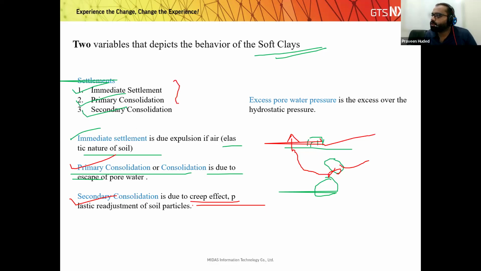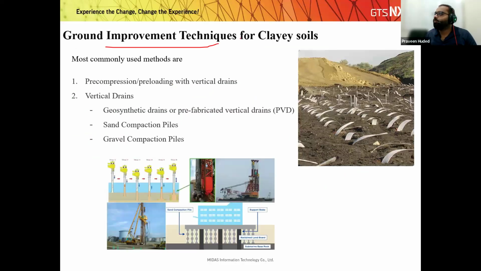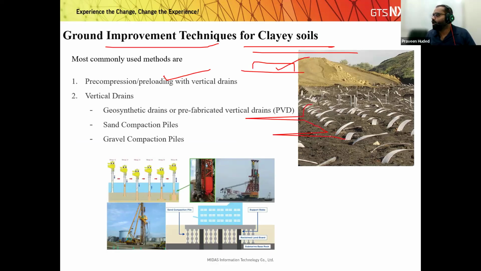So these are the different kinds of settlement that one can expect, and we are more interested in knowing immediate and primary consolidation because that would cover the maximum of the expected consolidation. And then, what are the techniques that are employed particularly for clay soil or soft soil? Generally, if there is a ground layer, we will put a surcharge on that, and then we will have these drains. These are PVDs or plastic band drains or prefabricated vertical drains.